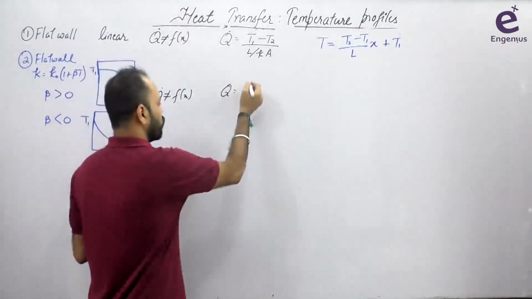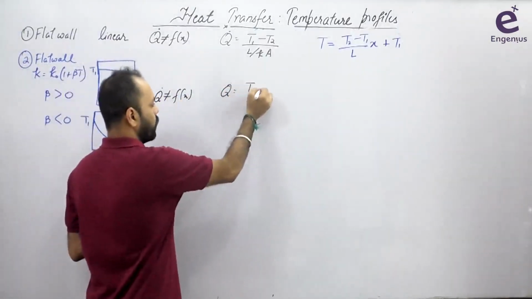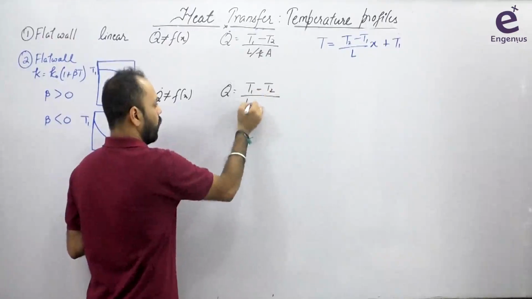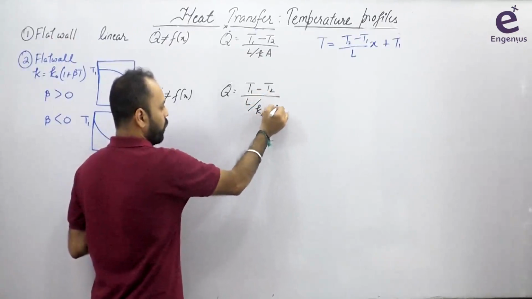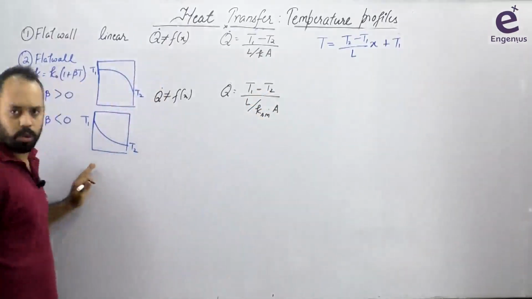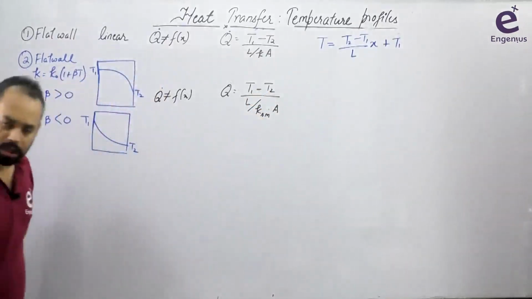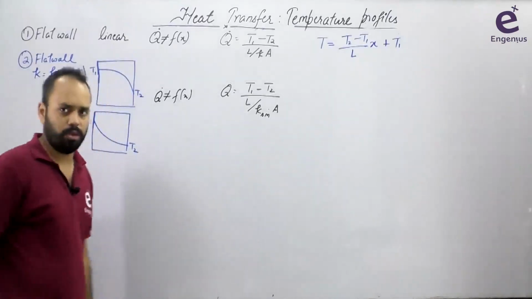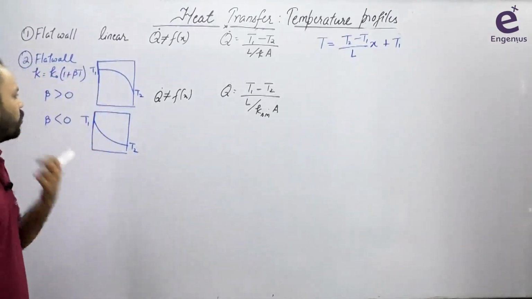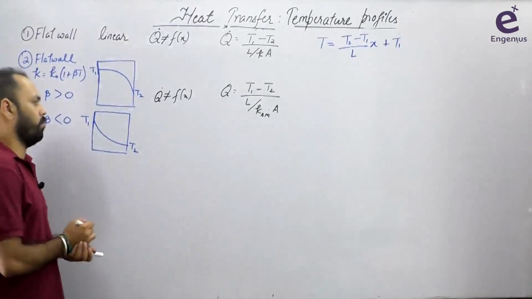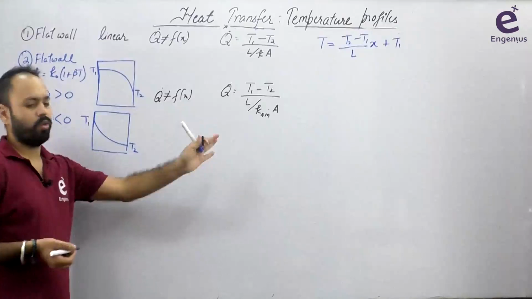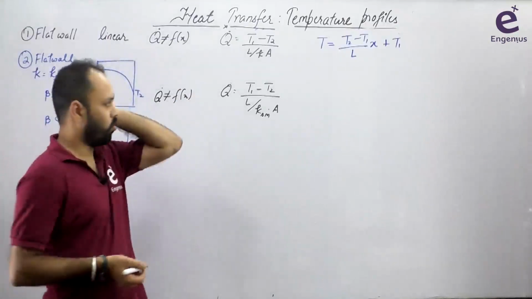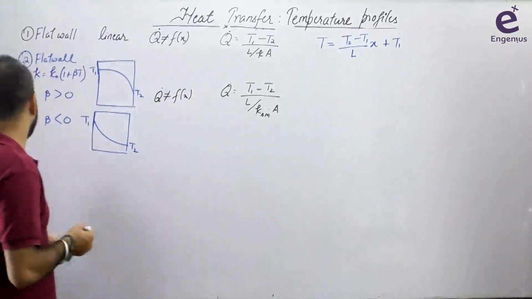So I can write this equation as T1 minus T2 divided by L by K mean, which was the arithmetic mean, multiplied by A. What about this case? I mean, this equation is valid in both the cases or only one case? What do you think? Same, valid in both of the cases. Q is equal to T1 minus T2 by L by K m into A, valid for both the cases. And the temperature profile लिखने की जरूरत नहीं, it was a complex relation, so no need to write the temperature profile. Third case.